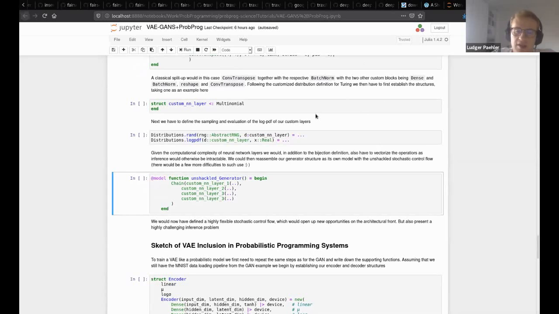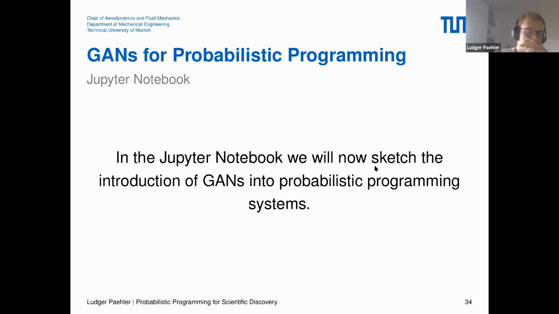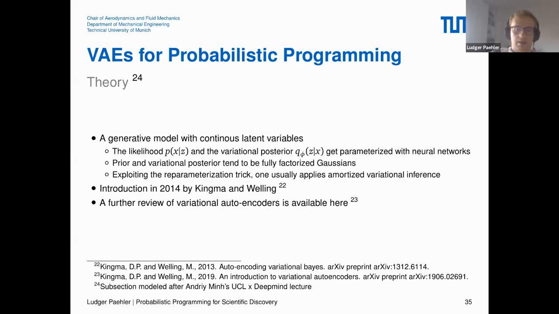So let's move back to the variational autoencoder section. What are VAEs? In a nutshell, they are generative models with continuous latent variables. You parameterize the likelihood and the posterior with neural networks. If you parameterize them, the prior and the posterior tend to be Gaussians. And then there's this massive trick at the core of variational autoencoders, which allows you to transform your loss function from intractable to highly tractable. There's currently, I think still under review, a review on variational autoencoders. It's a really good read. I can really recommend it.